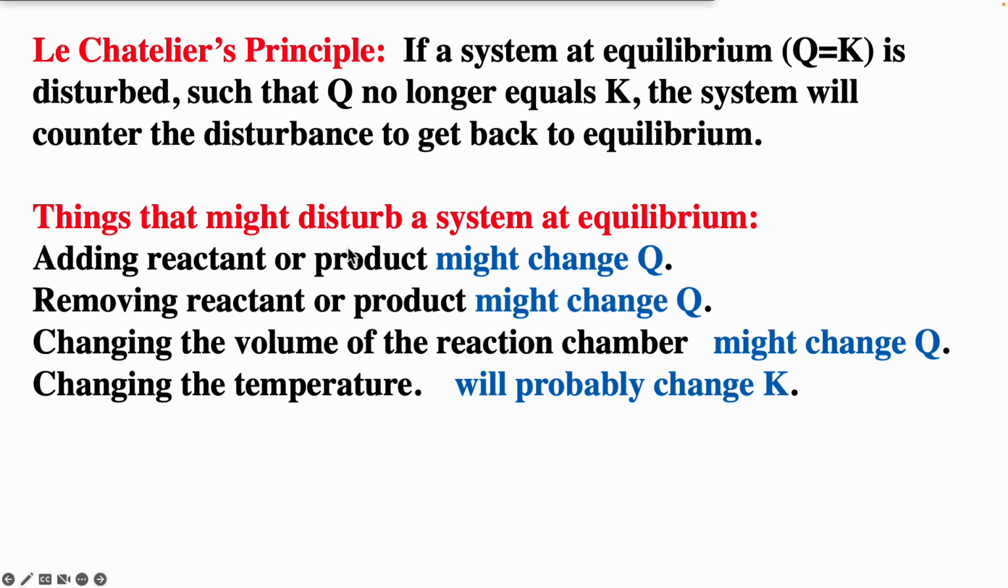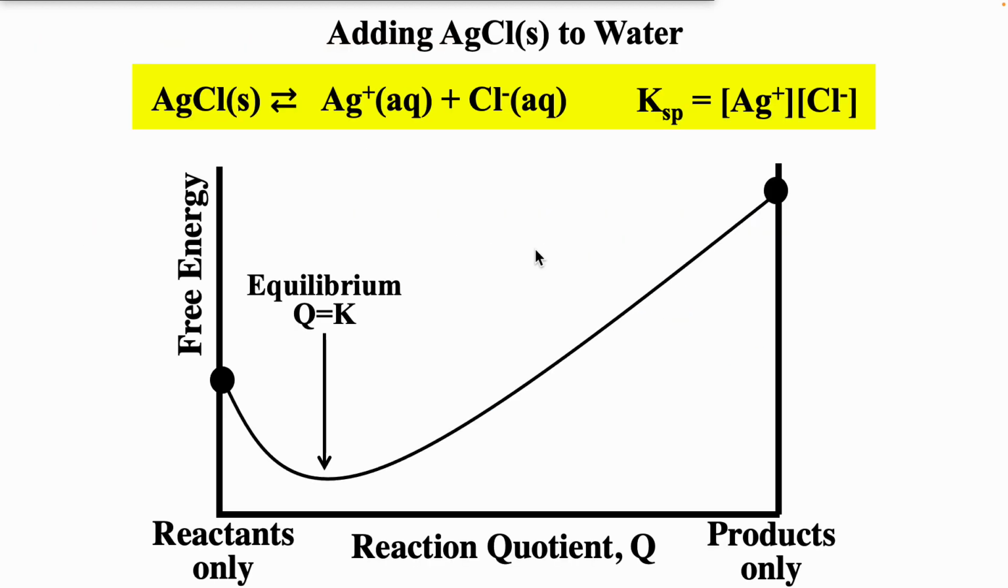For example, if you're looking at the solubility of an ionic solid going to aqueous ions and you add more solid, that does not change Q, because pure solids and pure liquids are not in reaction quotients and equilibrium constants. So if we add silver chloride to water, some of the silver chloride will dissolve, forming silver ions and chloride ions. In the equilibrium expression, we have silver ion concentration times chloride ion concentration.